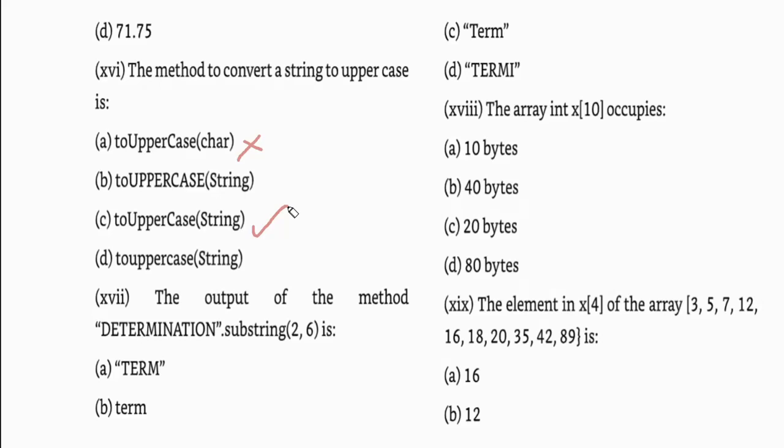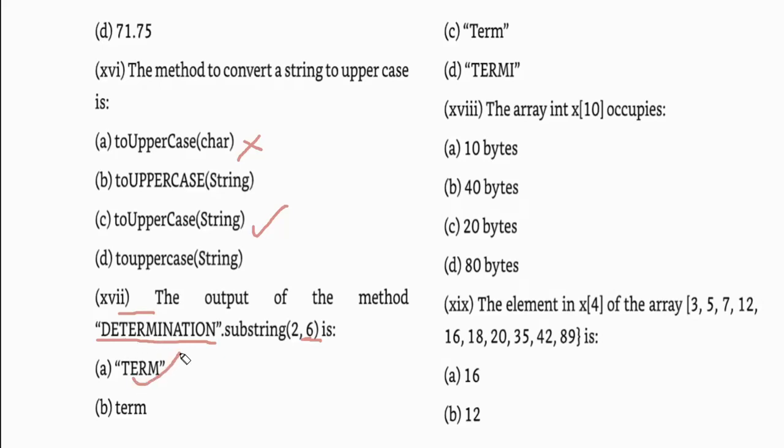Another is the output of the method determination dot substring 2 comma 6, which means that from this particular word determination, it will pick from the second position and go up to the 5th. In substring it does not go to the ending letter, it goes one below before that. So from 2 to 6, so 0 1 2, it starts from here, 3 4 5 here. Okay, it won't go to 6. So term, term. So term will be the answer. All of them are term, but all capital is the correct way.